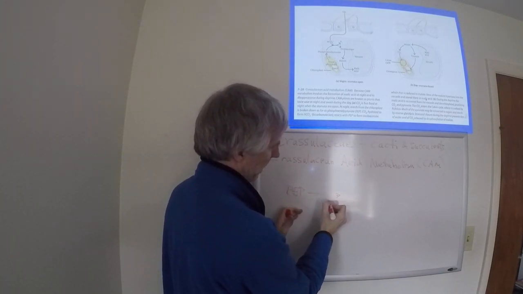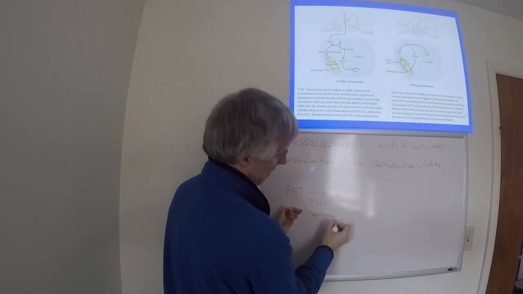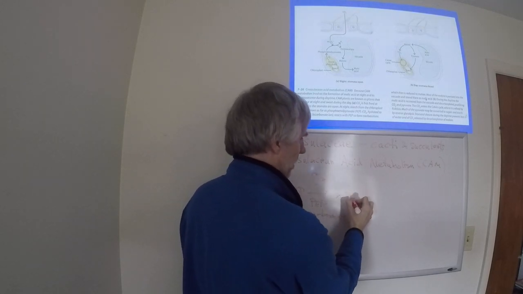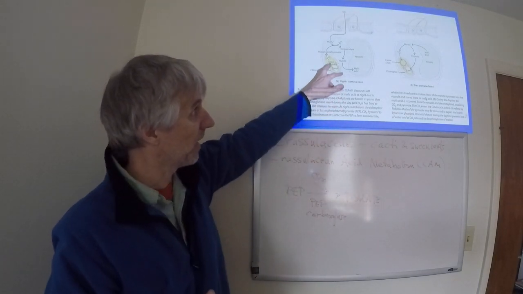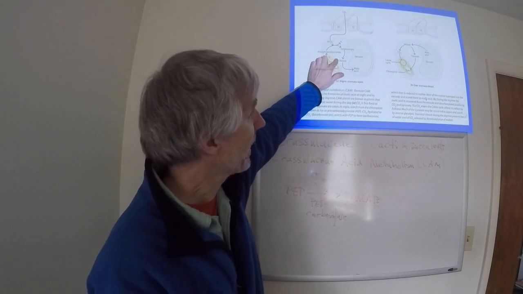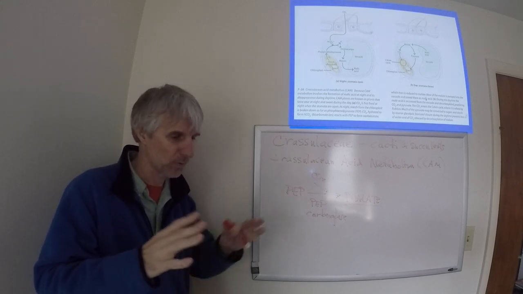So PEP, in the presence of PEP carboxylase, picks up a CO2 to make, ultimately, malate. Again, I skipped the oxaloacetate step. We're making malate. The malate is then stored in the central vacuole through the rest of the night.